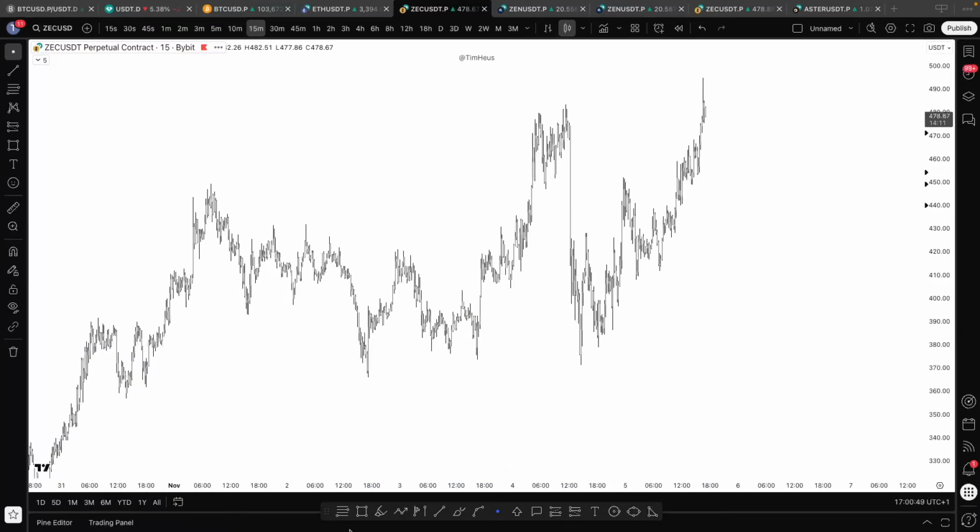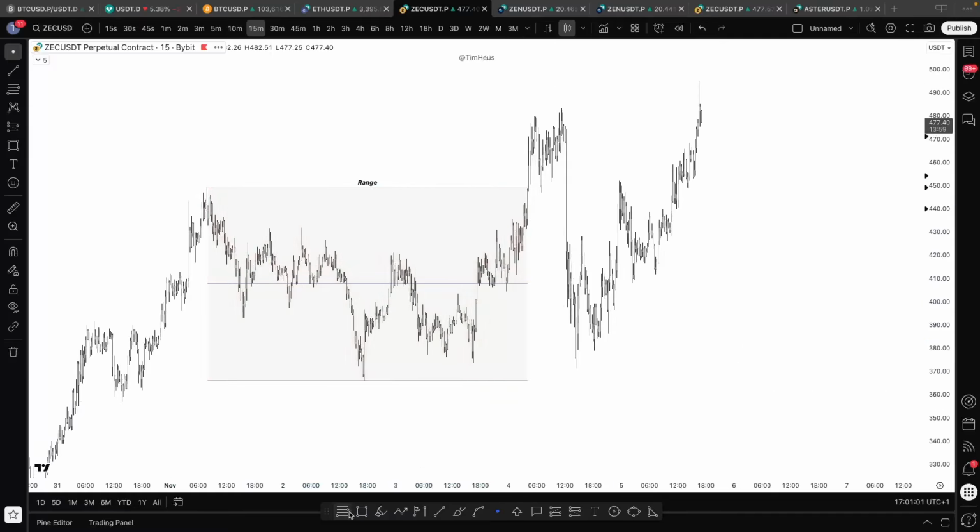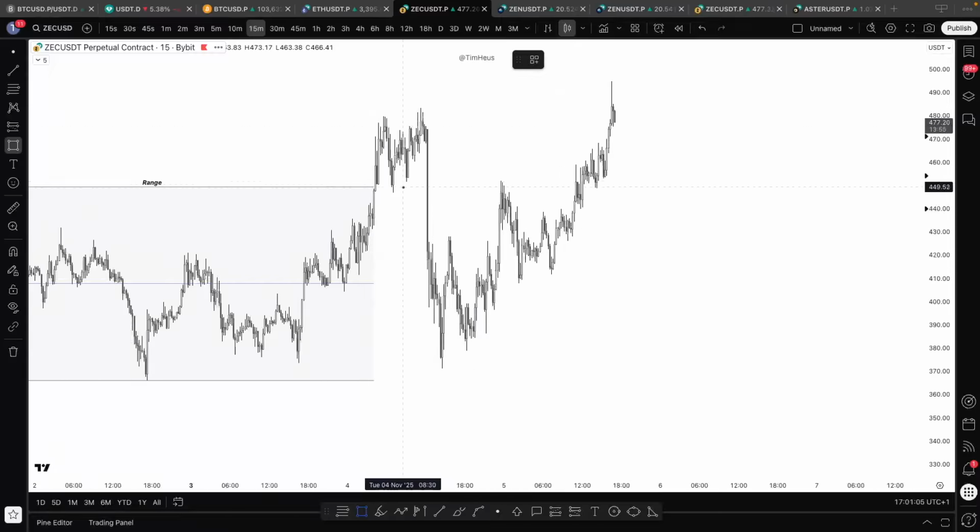And on the ZEC chart, I've already made a video about this yesterday, I think, or the day before. You had this PO3 schematic. If you have not seen the video yet, watch it. You had a PO3 schematic with a range right here, and you had your manipulation phase right there.